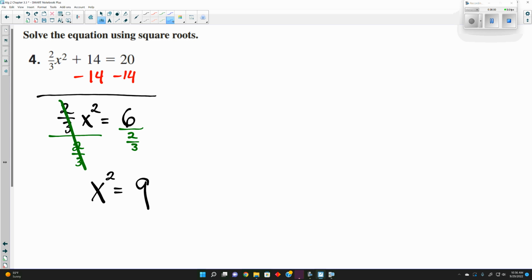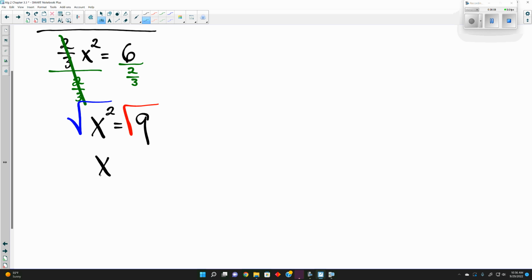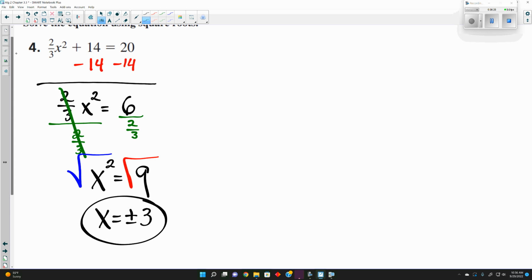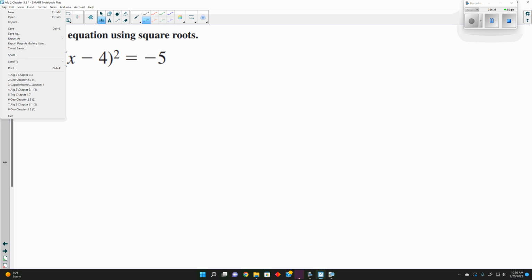What do we do next? Square root both sides. The square root of x squared is? x is equal to plus or minus 3. So again, we have to remember whenever we take the square root of both sides, we need the plus or minus. So it's plus or minus 3. Any other questions on this here?